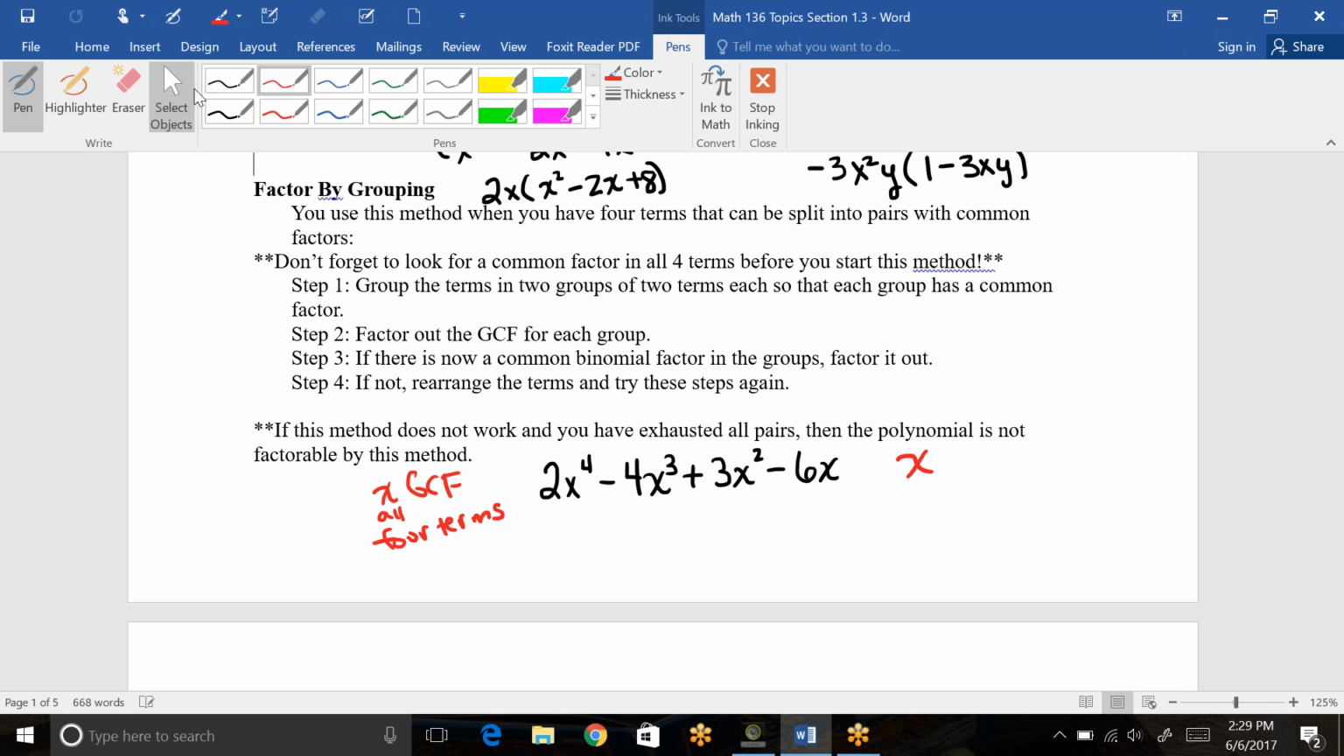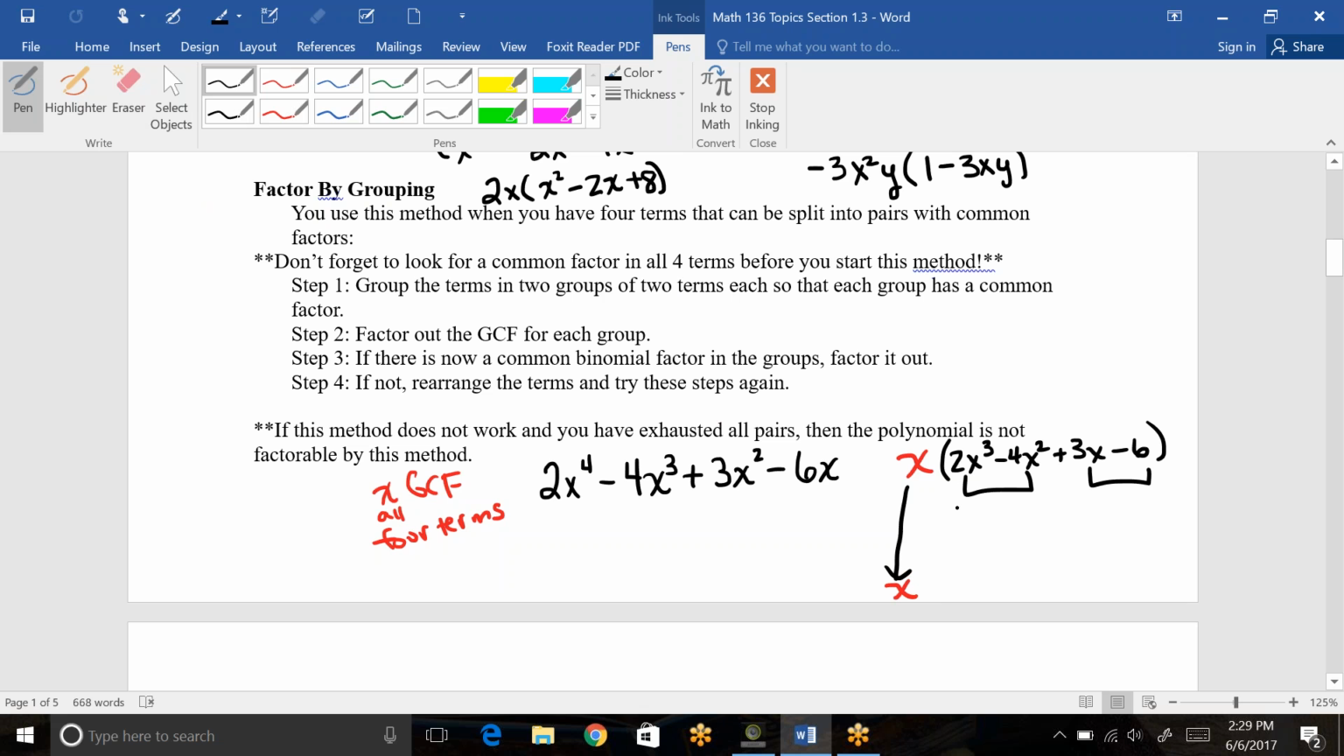That would be x, and then I would have in the remaining part 2x to the 3rd minus 4x squared plus 3x minus 6. Okay, so this inside part is still 4 terms. So I'm going to try to factor by grouping. You pair them up, and you pull a GCF out of each pair. This x is going to come down as part of my final answer, so I can keep it in red. You don't want to lose that GCF you pulled out front. It is part of the final answer.